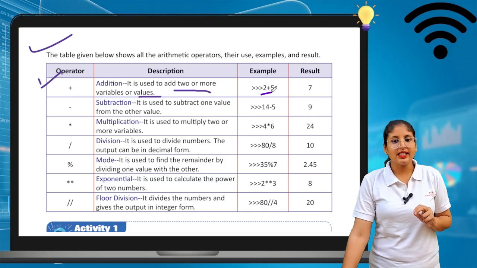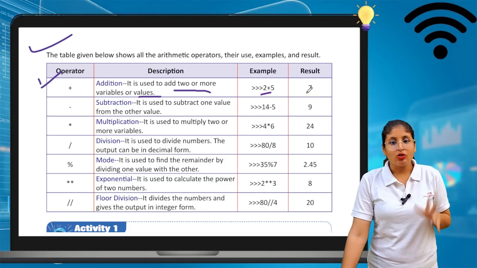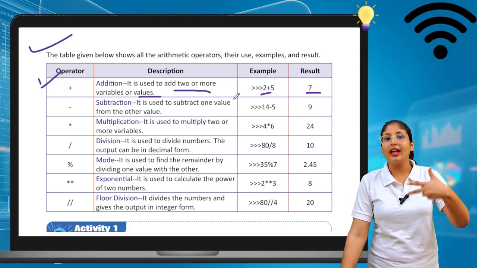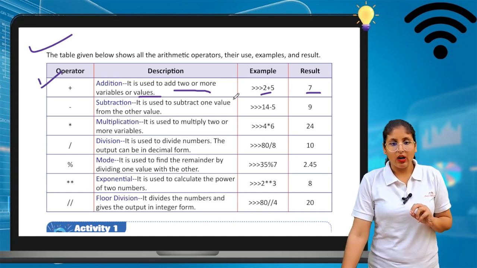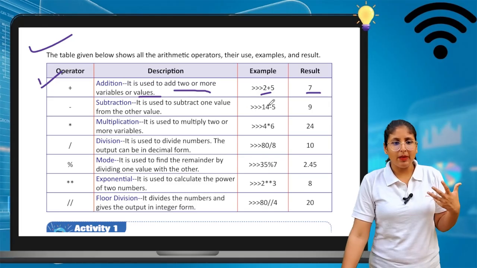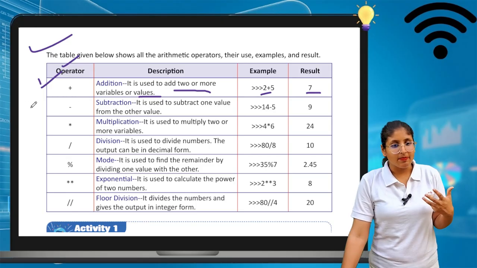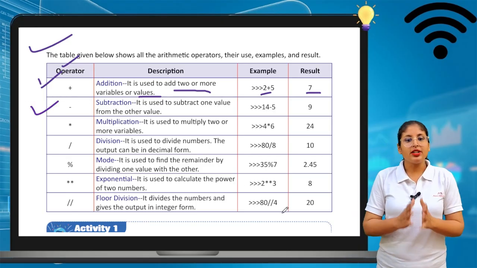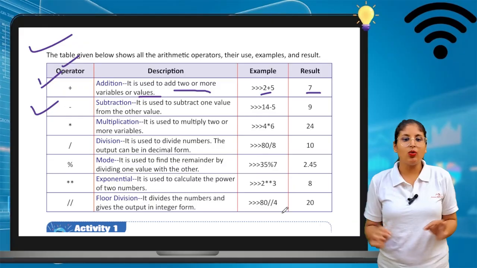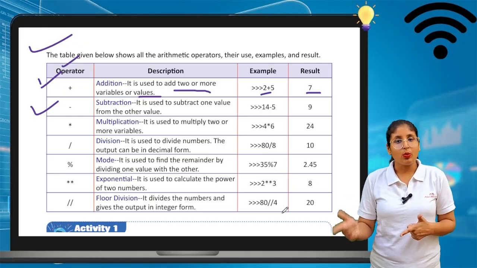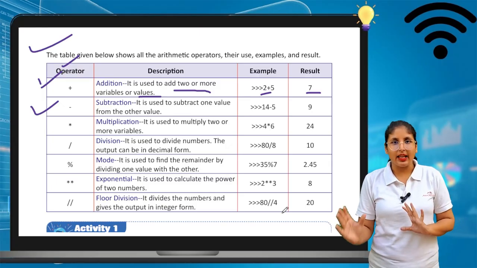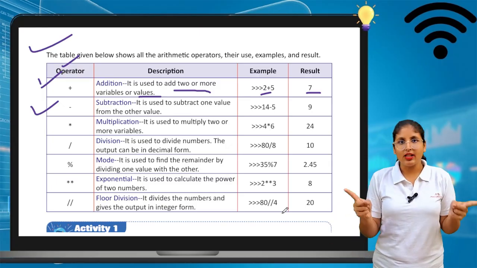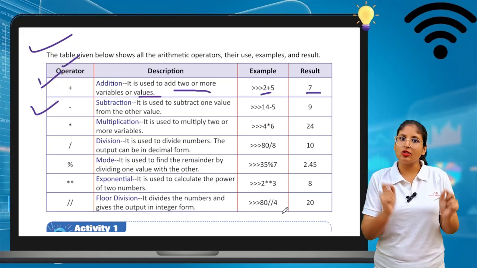For example, we can see 2 plus 5. We all know it is 7. So 2 and 5 are known as operands and the operator is the plus sign. Okay, so plus, minus, multiply, these are the operators. It is mentioned also here. Okay, next is the minus one, that is subtraction. It is used to subtract one value from the other value. Like 14 minus 5, it's 9. Okay, so 14 and 5 are operands and the minus sign is the operator.